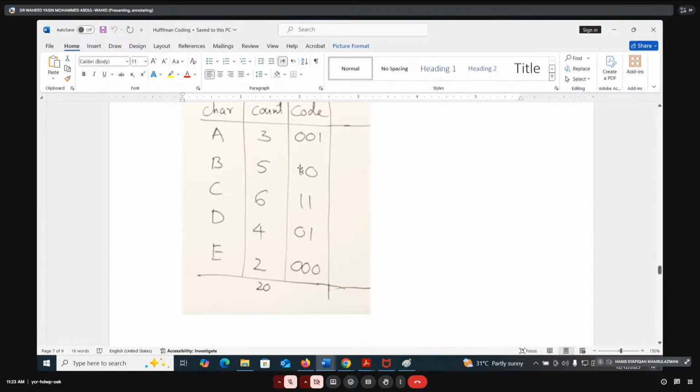3 bits here, 2 bits here, 2 bits here, 3 bits here. How much is the total? 3, 5, 7, 9, 12. So 12 bits.